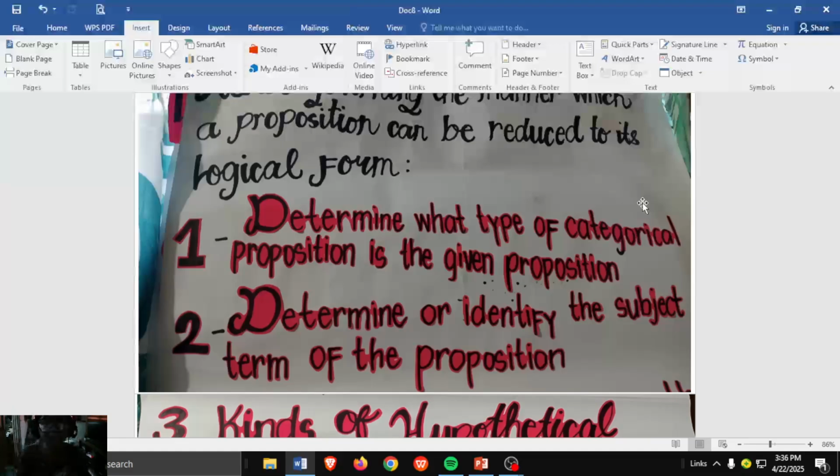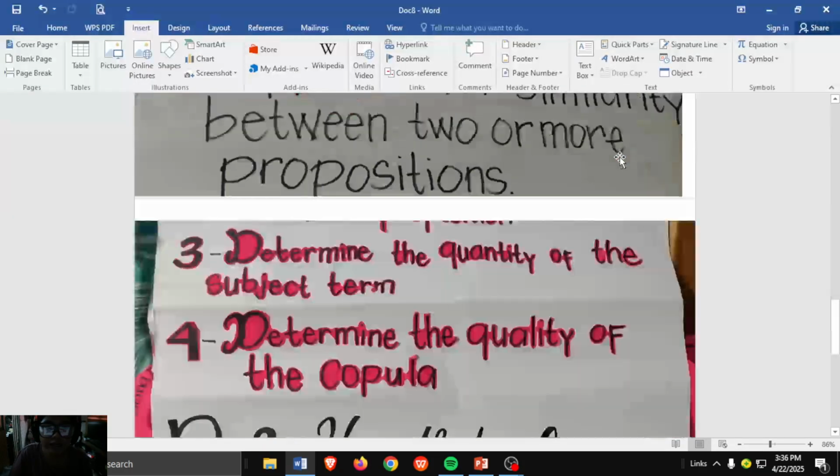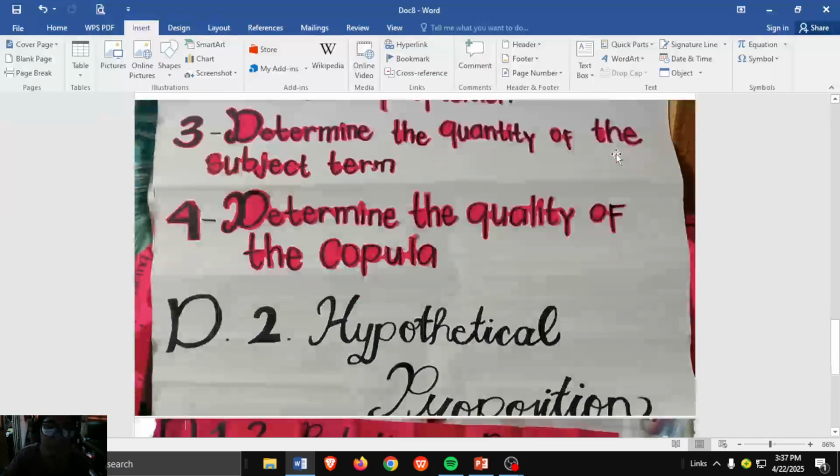So we have to identify the subject of the proposition so that we can easily know the whole meaning of that statement. So next is the third rule. The third rule is to determine the quantity of the subject term. So we have to determine the quantity of the subject term. There are universal and particular quantity of the subject term, right?